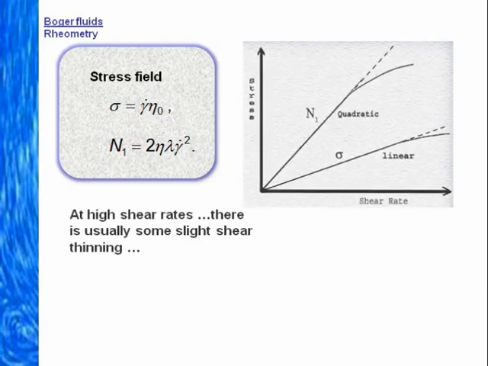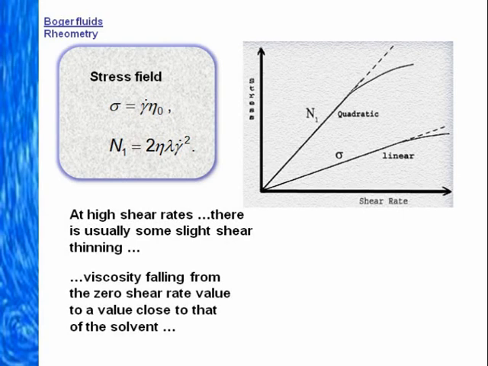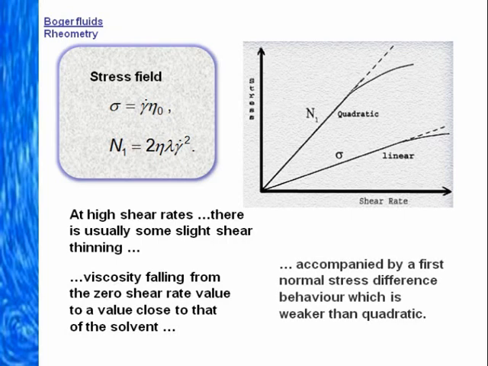At high shear rates, there is usually some slight shear thinning, with the viscosity falling from the 0 shear rate value to a value close to that of the solvent. This is accompanied by a first normal stress difference behavior, which is weaker than quadratic.